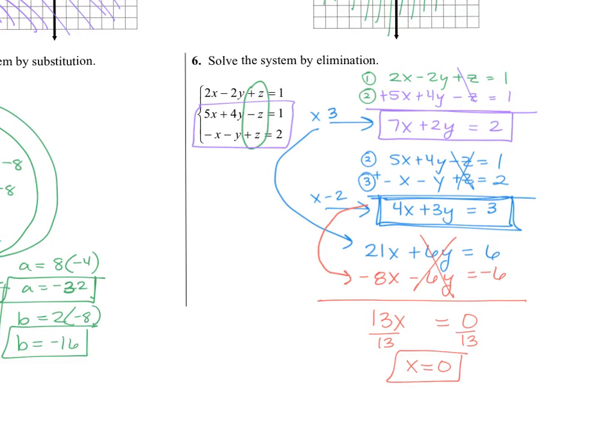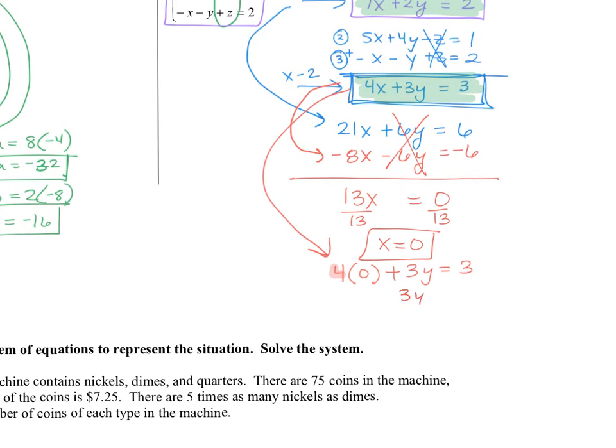Okay, so now I know what x is. And now I can plug that back in to my 2 up here that I did earlier. So I'm going to plug it in here or here to solve for y. It doesn't matter which one. I'm just going to plug it into that second one. So it's going to be 4 times 0 plus 3 times y equals 3. So really I'm getting 3y equals 3 because this is 0. Divide by 3, so y is 1.